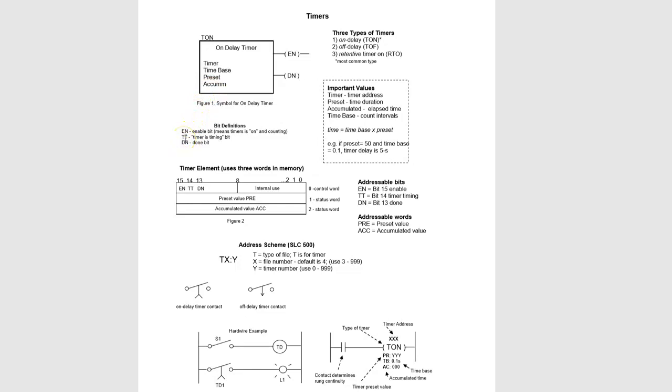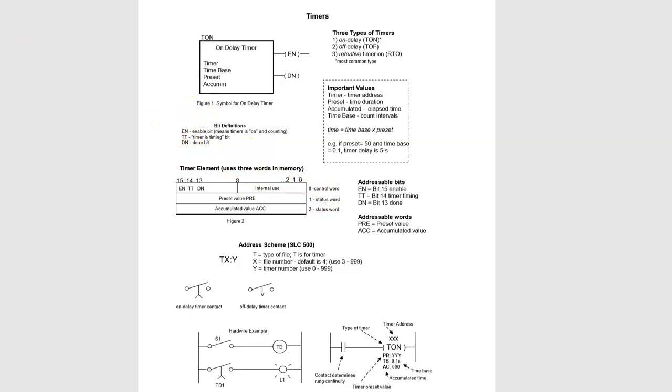If this is a 1, this is a 0, if this is a 0, this is a 1. The TT bit, the timer timing bit, is only a 1 when the actual count of the timer is going on. When you reach the end of that time, then that bit goes low and the done bit goes high. So you can use either one of those.